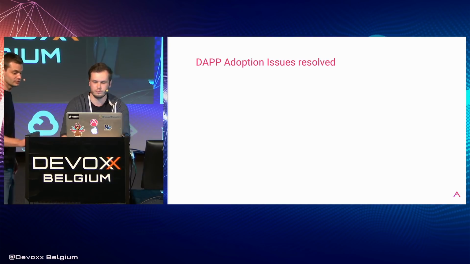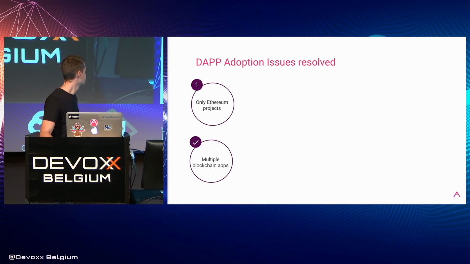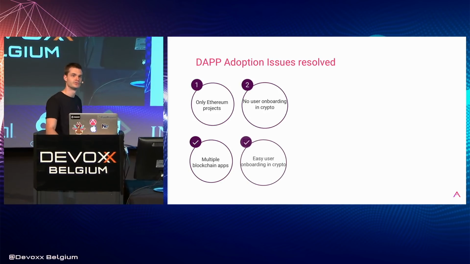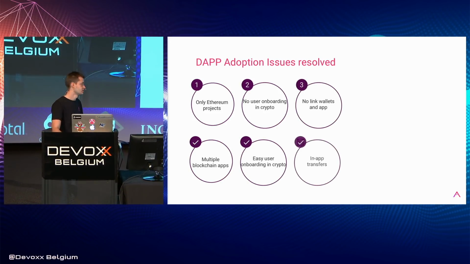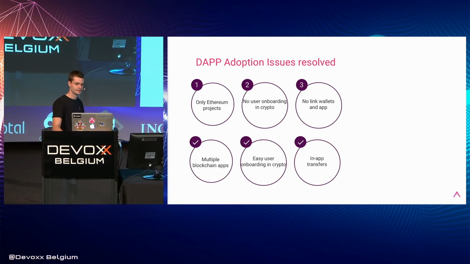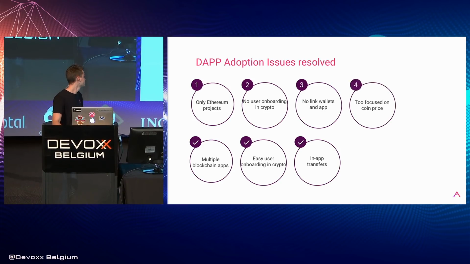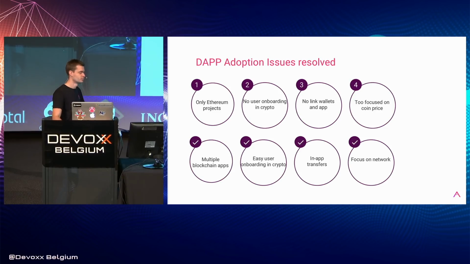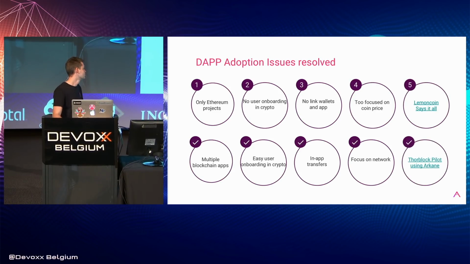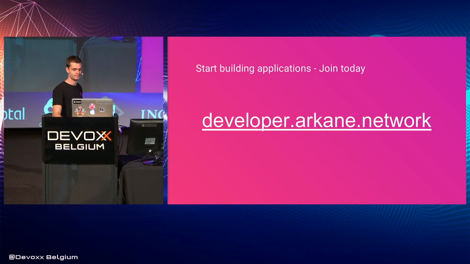So to conclude, I will quickly go over it. For Ethereum projects with Arcane, it's easy to go to multiple blockchains. It's way easier to do the user onboarding. It's just creating an account and using a PIN and all that, like users are used to right now. You can have in-application transfers done quite easily. Focus on coin price, focus on the network. I think that we demonstrated that it's actually quite easy to do with Arcane.